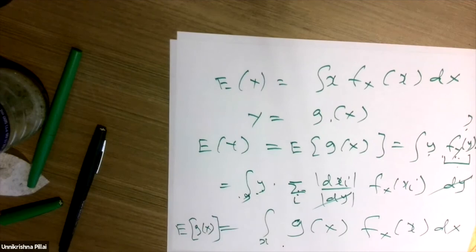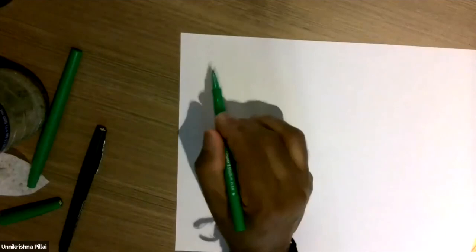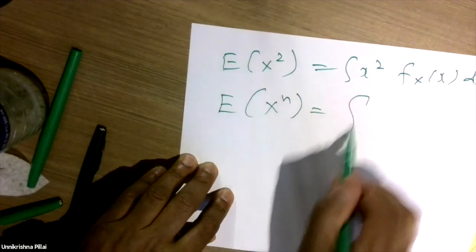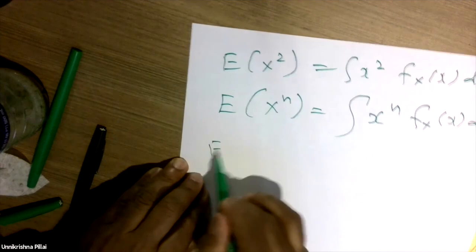So look at the top and bottom. The top is the expected value of x. The bottom is the expected value of g(x). But this opens up any g(x). So remember this formula. We can write expected value of x squared as integral x squared fX(x) dx. These are called moments, expected value of x to the n, integral x^n fX(x) dx. I mean, these are non-central; the central ones are called central moments.